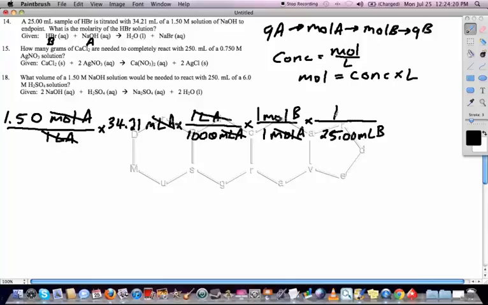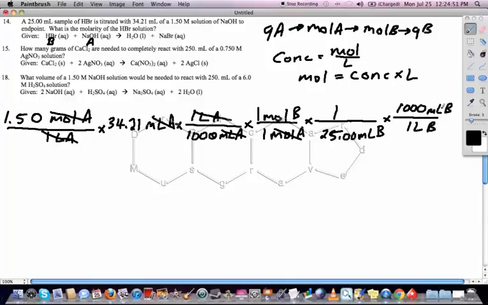Now the times 1 over part, the 1 has no units next to it. All I'm doing is taking the moles and dividing it by the volume. So times 1 over something is the same as dividing. So moles over millilitres. But I don't need moles per millilitre, I need moles per litre. So that's why I'm going to do a conversion. So it'll be 1,000 mL of B over 1 litre of B.